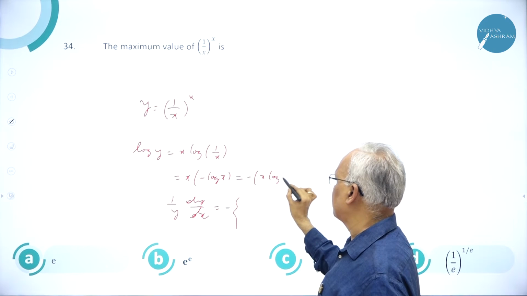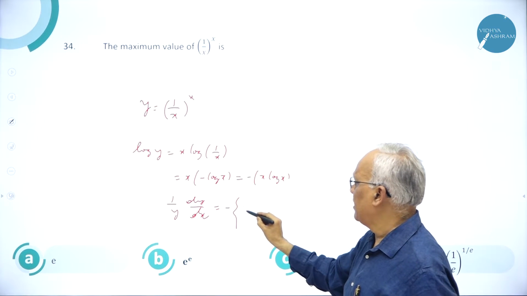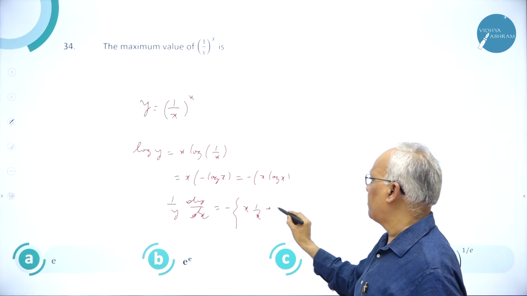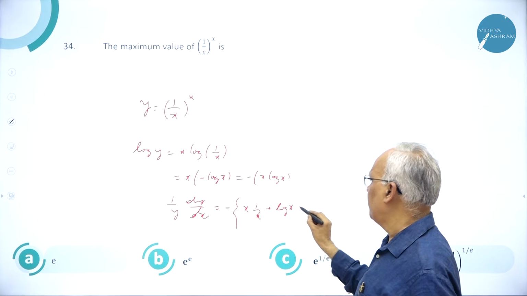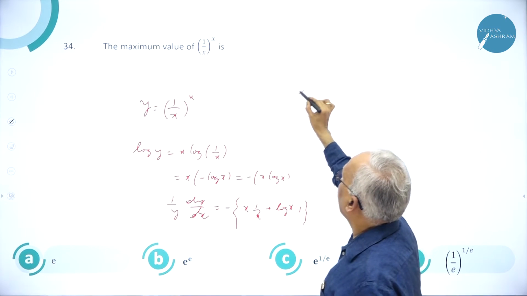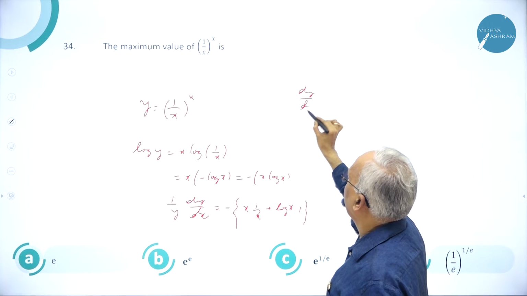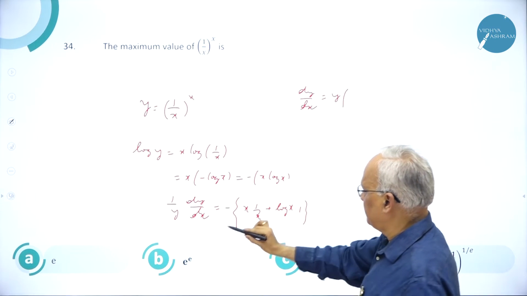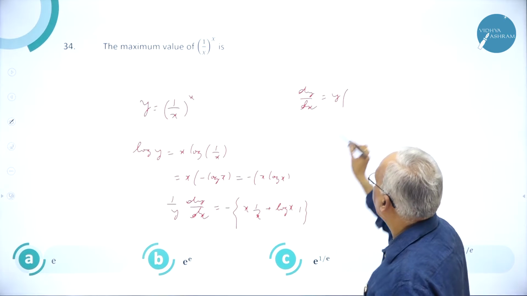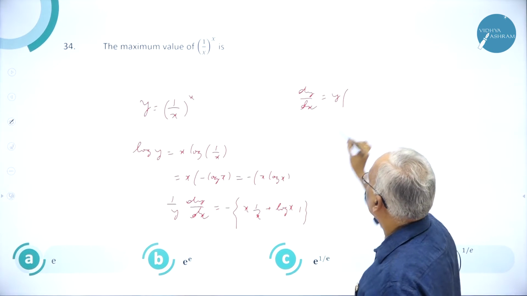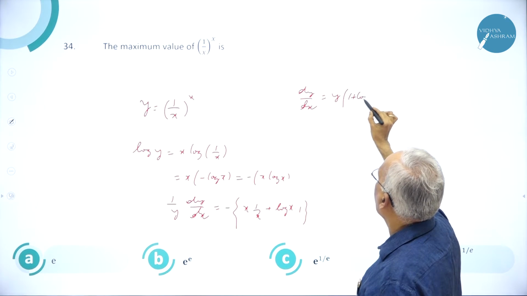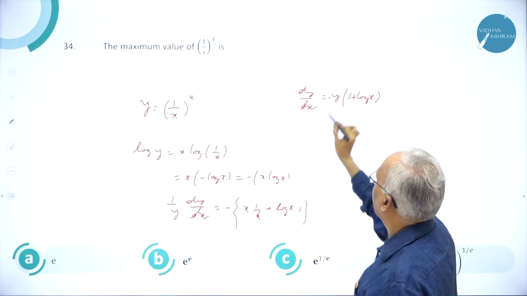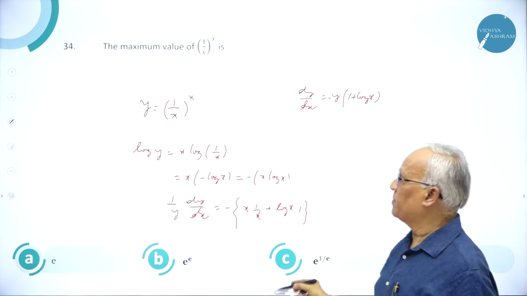So differentiating, 1 over y into dy by dx is equal to, this is minus of x log x. I can write one extra step. Now differentiate this: x into 1 over x plus log x into 1. So dy by dx is equal to y into 1 plus log x, with the minus sign. You can write minus also: minus y into 1 plus log x.